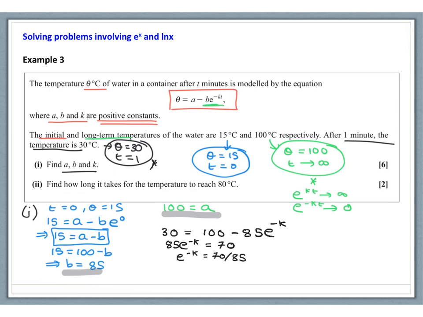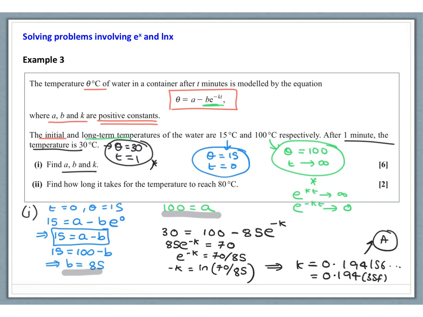Take natural logs of both sides. So negative k is equal to ln of 70 over 85. And this then allows us to work out the value of k, which is 0.194156... I'll round that to 3 significant figures, and we're also going to store this in a calculator memory in case we need it later on.